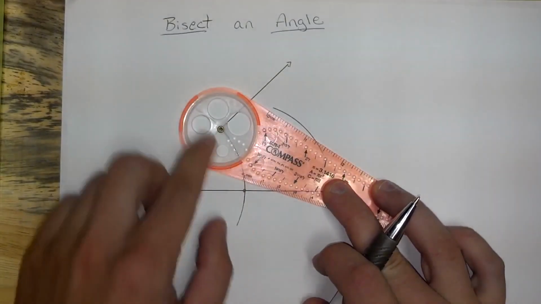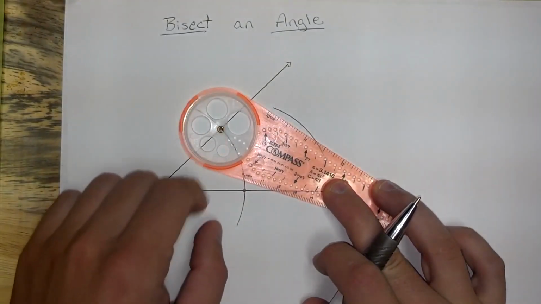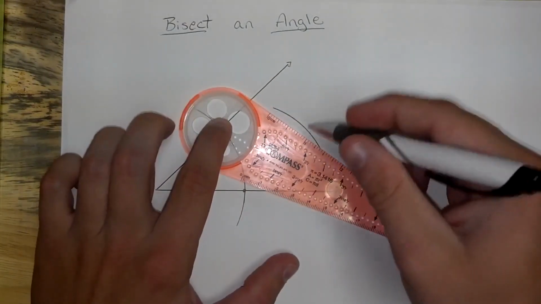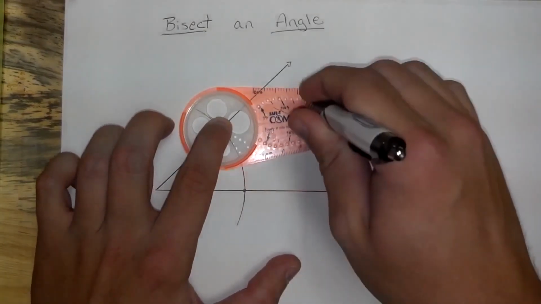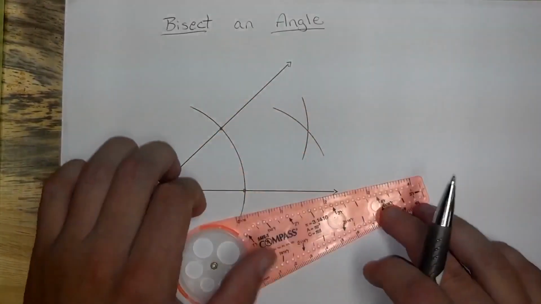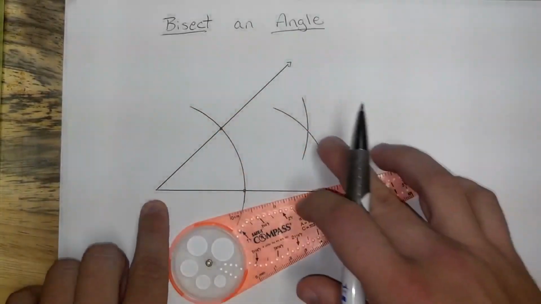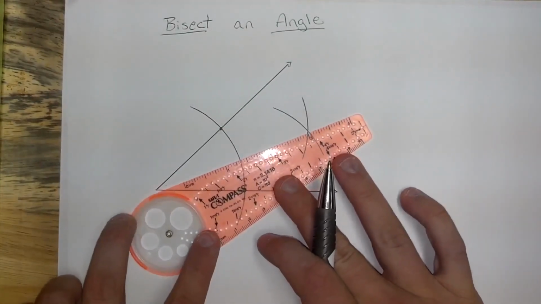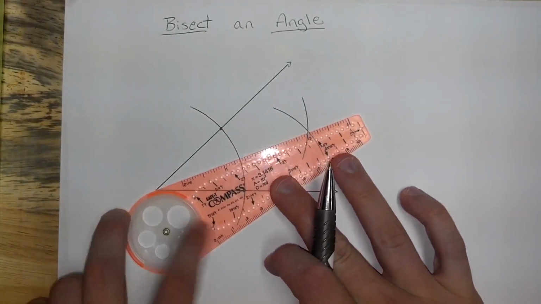Remember which hole you use there, because now you have to come over here and do the same thing. Just like we did over here, line up the brass ring with where our first arc hit the angle. Remember which hole you used, right there. Now, if you connect the vertex and that point where your two arcs crossed, that is going to perfectly bisect this angle.